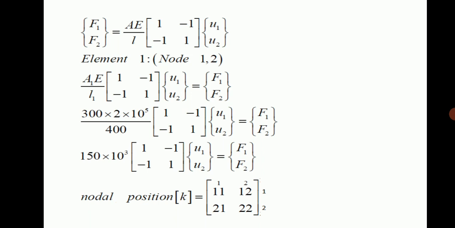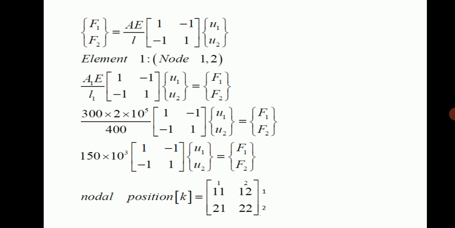It is a steel bar. If the first element is steel and the second element is aluminium, we can mention it as E1 and E2. Otherwise we can mention it as ES or EA like that, but it is the same steel bar, so we mention Young's modulus as capital E only for both element 1 and 2. So the given area is 300, Young's modulus is 2 into 10 power 5, and divided by the length of the first element, 400. So we substitute the values and we will get the stiffness matrix for the first element.